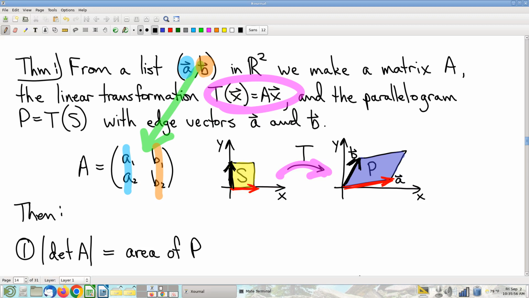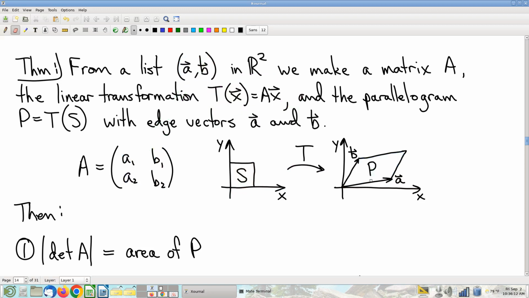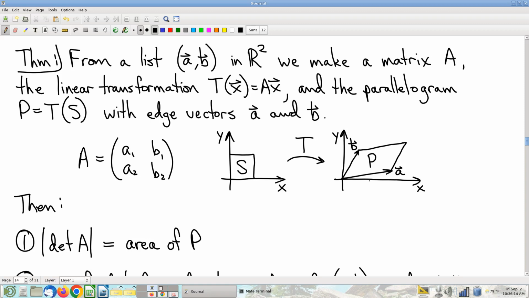Okay, so I haven't really said anything yet. I've made some stuff, but I haven't made any real assertions yet. But I've got a list, I've got a matrix, I've got a linear transformation, I've got a parallelogram. Okay. With all that said, let me start actually saying stuff now. I claim that the area of this parallelogram is equal to the absolute value of the determinant of the matrix.